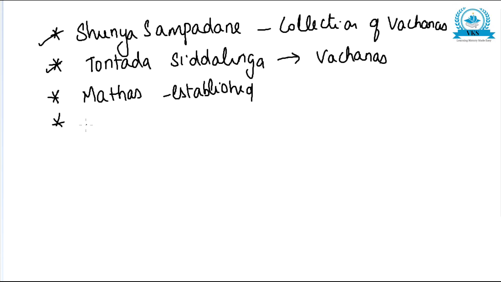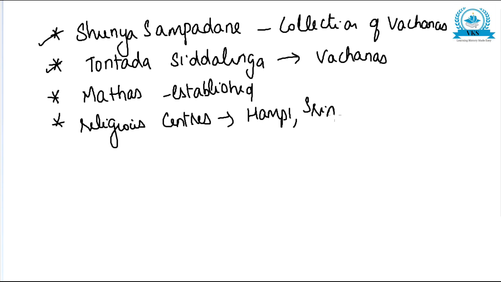So there were a number of religious centers during that time. For example, Hampi, Sringeri, Madurai, Shravanabelagola. All these were the religious centers which existed during that time.